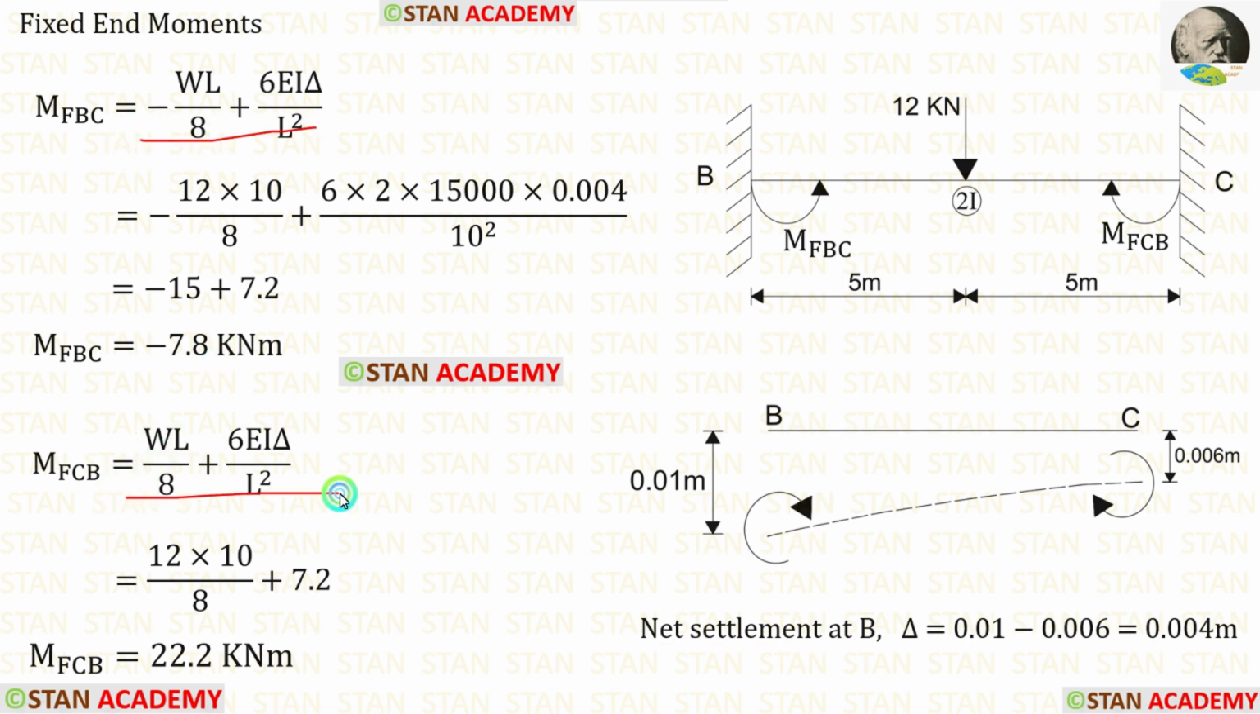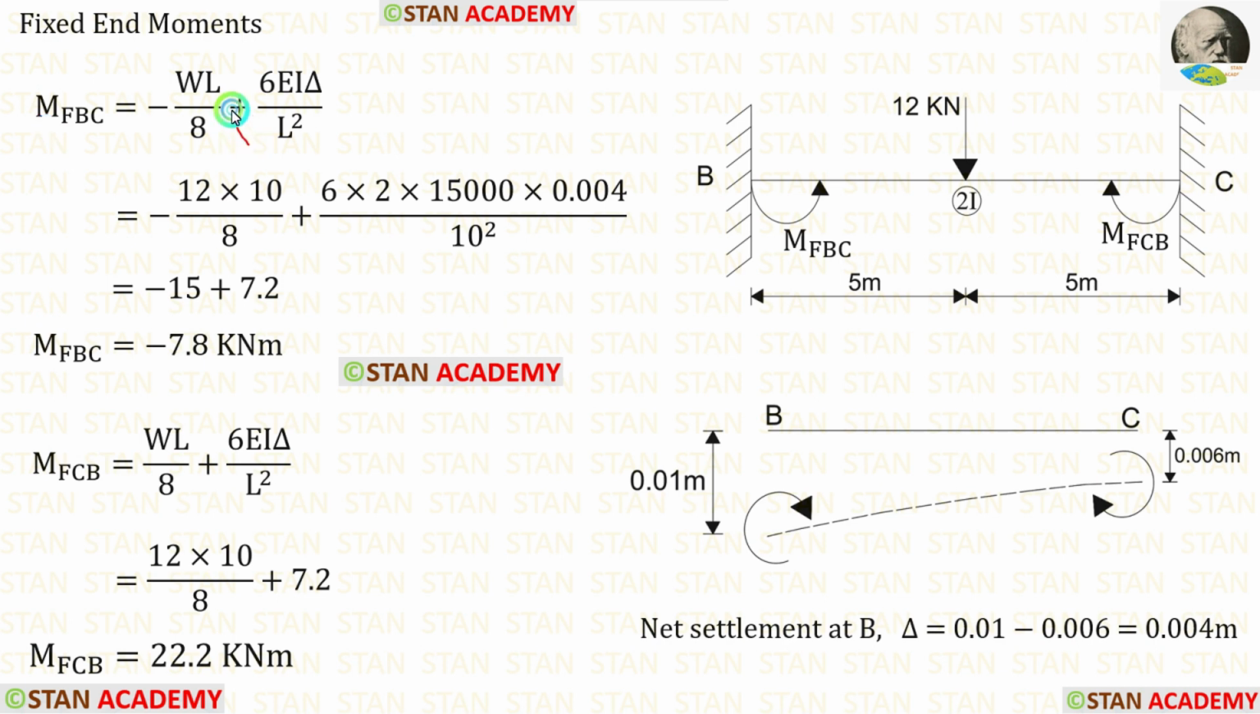In the formulas, let us apply the values. W is 12, L is 10, delta is 0.004. For BC, the moment of inertia is 2I, so we have to multiply the EI value with 2. Here we have to be very careful.